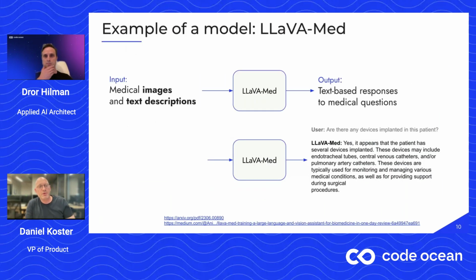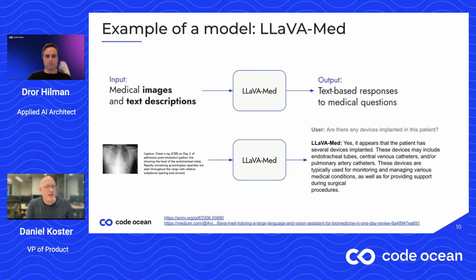Right, and the second example is that of LLaVA-Med. It is also a multimodal model which can analyze images as well as text. And this specific implementation, for example, allows you to add an image from the medical domain, in this case, for example, a chest X-ray, and you can then ask questions about those images. So, for example, you would be able to ask, are there any devices implanted in this patient? And the model would then understand this natural language, would be able to translate it into features in the image, analyze the image, and have a conversation about that.